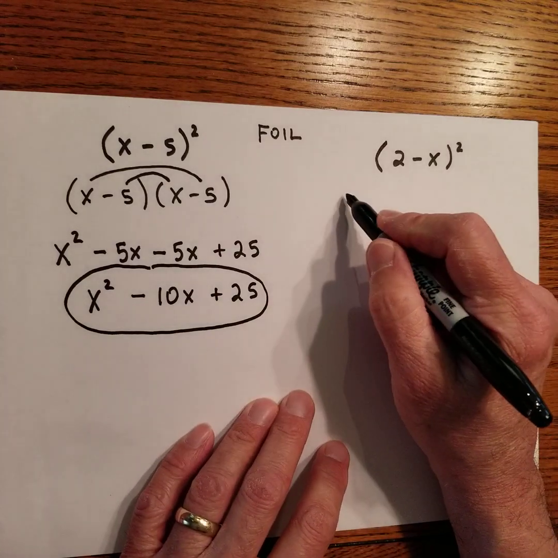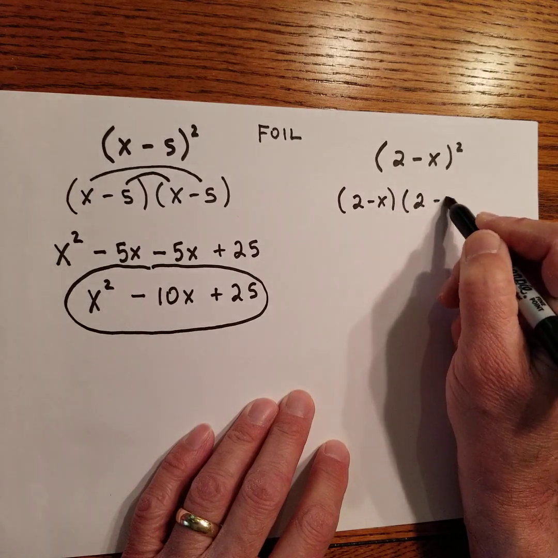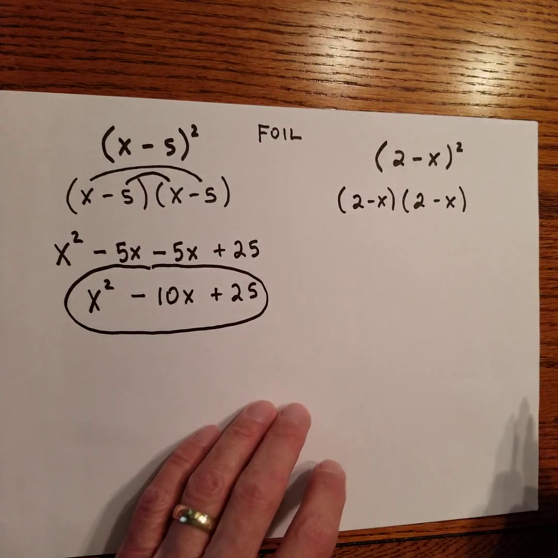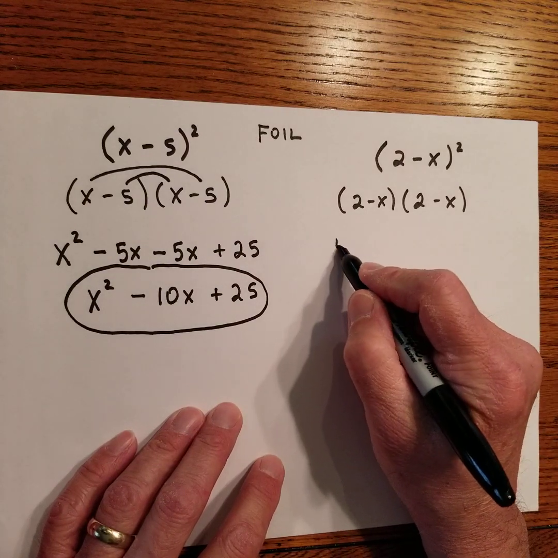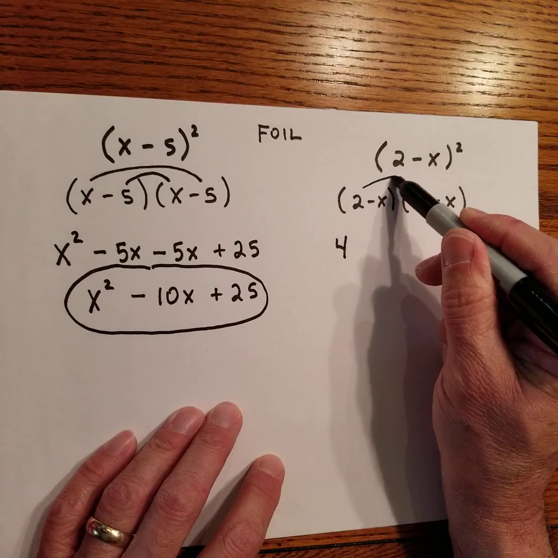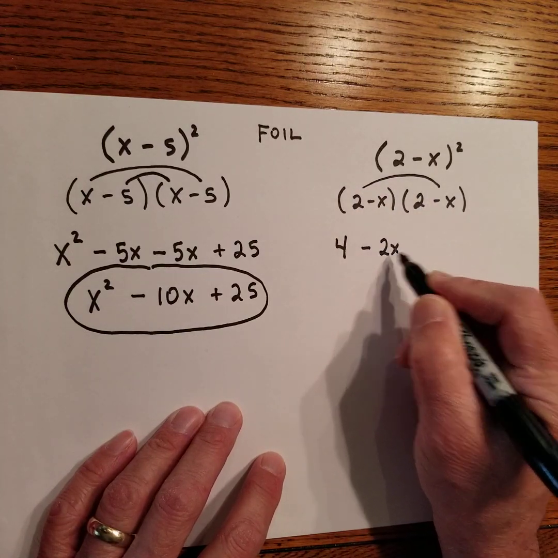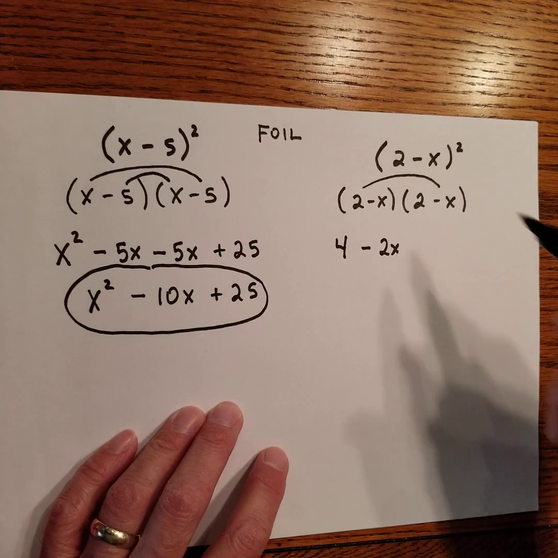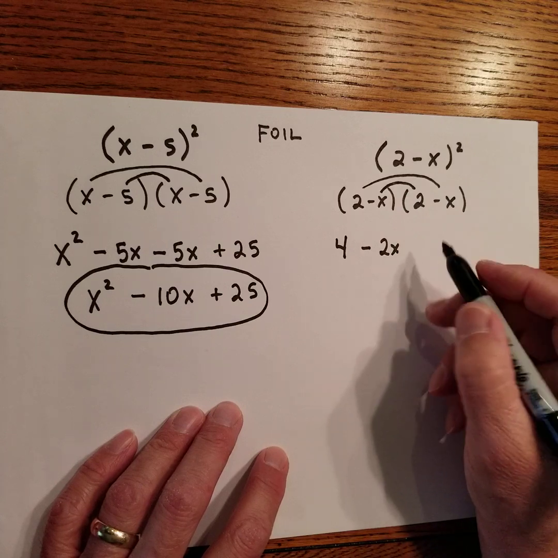For this one, let's rewrite it as 2 minus x times 2 minus x. And then multiply the firsts. 2 times 2, 4. Multiply the outers. That's positive 2 times negative x. Next, multiply the inners. That's negative x times positive 2.